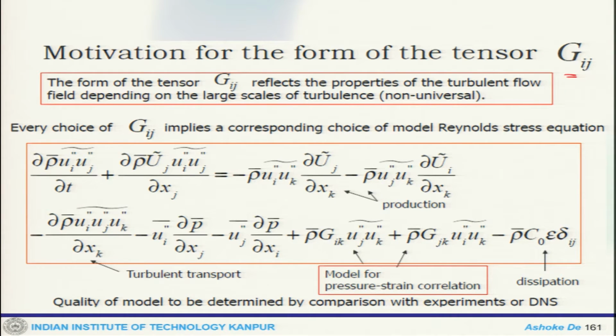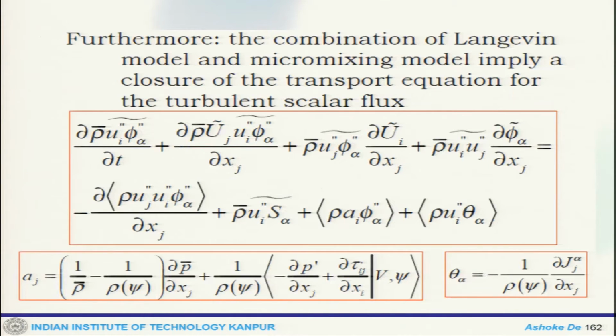So, now if you look at the choice, it is a corresponding choice of model for the Reynolds stress equation, where the individual stress term looks like this. These are the production terms, these are the transport terms, and this is the term which comes from the pressure strain correlation, and this is the dissipation. So, one can look at this as the Reynolds stress model in Rand's framework, where they can look at how these terms behave and then make a choice which corresponds with the physics.